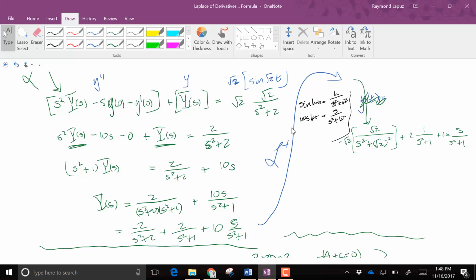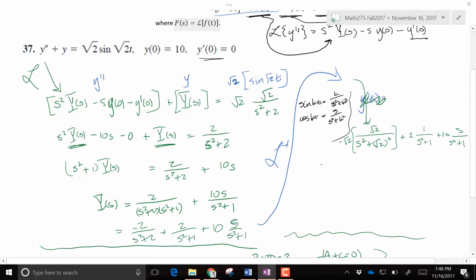back to our real world. We have our solution all set up now. We got negative square root of 2, and then this was the sine function, sine of root 2 t. And then we have 2 times another sine function, sine of 1t. And then we have a 10 times cosine of 1t.